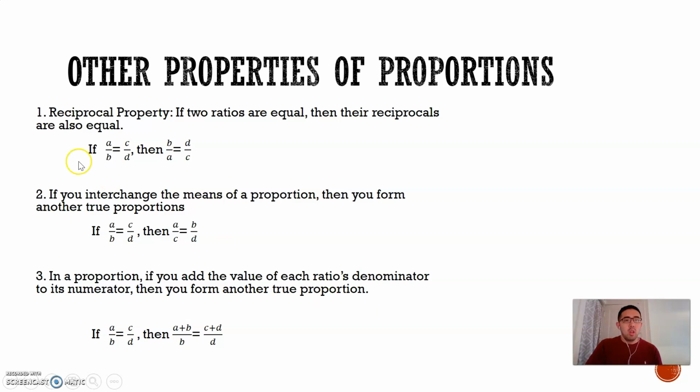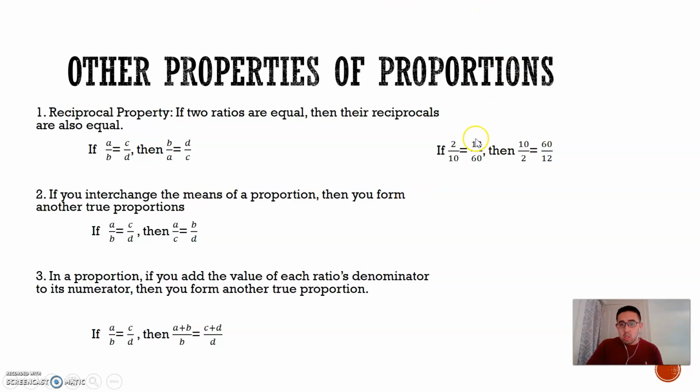One of them is called the reciprocal property. Essentially, if two ratios are equal, then their reciprocals are also equal. In other words, if A over B is equal to C over D, then B over A is equal to D over C. If I flip them, then they're equal. A numerical example of that would be 2 over 10 is equal to 12 over 60. If I flip them, 10 over 2 is also equal to 60 over 12.